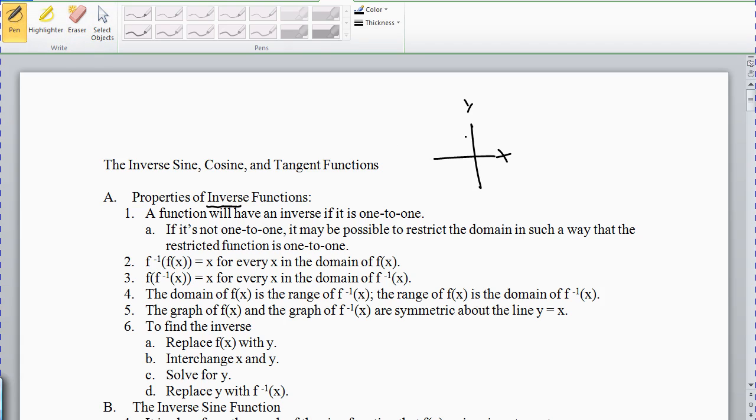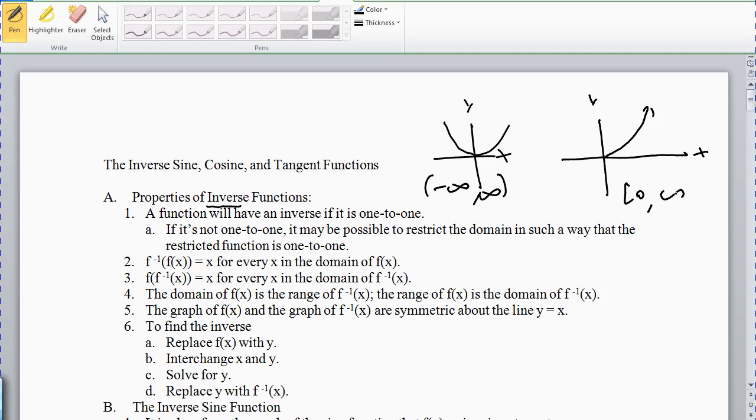I can take that same graph and I can restrict the domain. For example, here the domain was negative infinity to positive infinity. Here I restricted it from 0 to infinity. And now it does pass the horizontal line test, which does mean it is one-to-one. So that's what we're going to do with our trig functions.